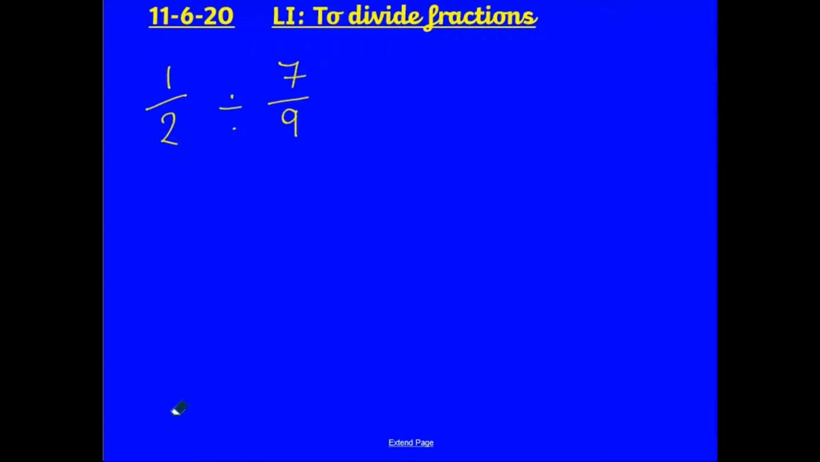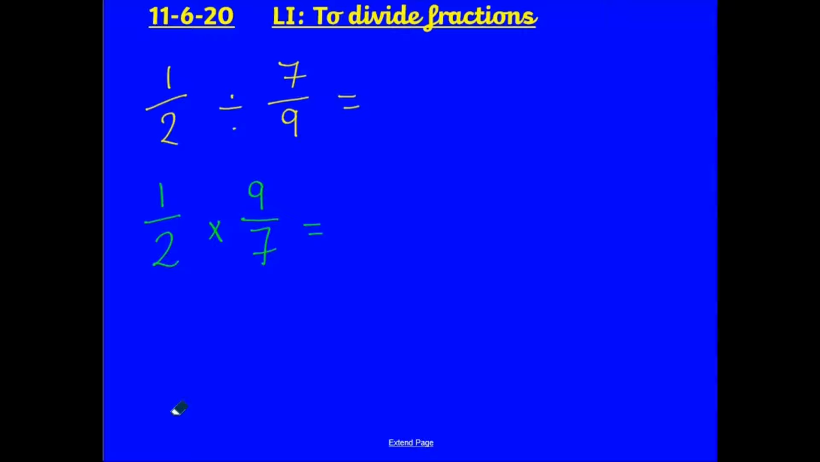Now then, I've got here 1/2 divided by 7/9. When it comes to solving this, I'm going to use knowledge that I've already got. To find out this division, I need to use a reciprocal and I need to use multiplication. So I keep the first fraction the exact same, and I change it to a multiply. And the reciprocal of 7/9 is 9/7. So in effect, I'm just flipping it the other way around. Okay, so it's the reciprocal.